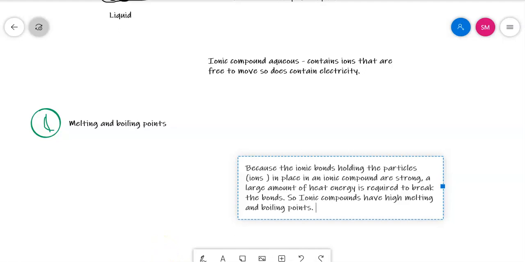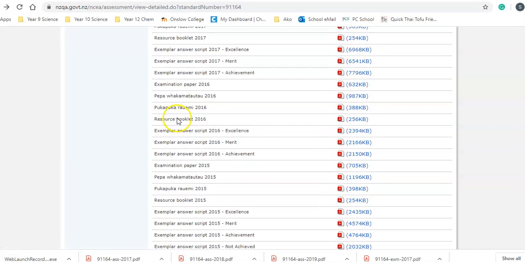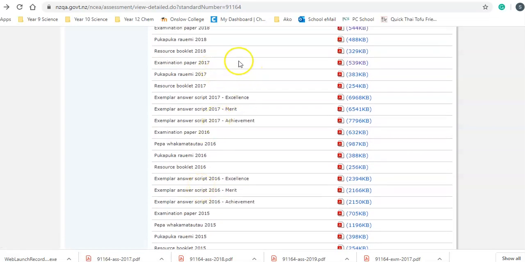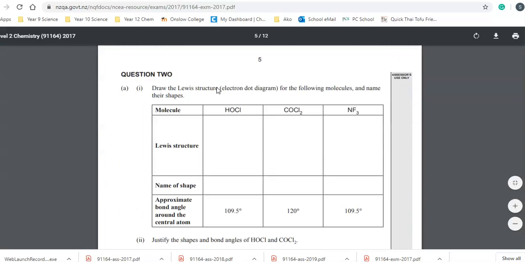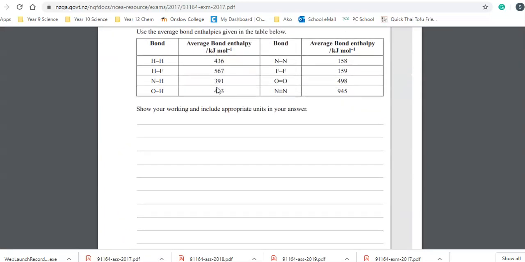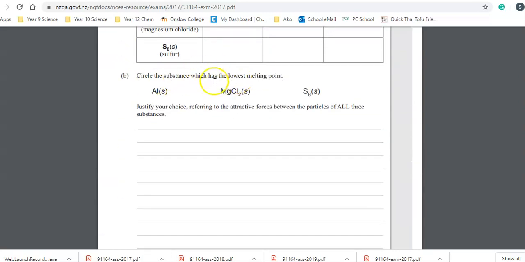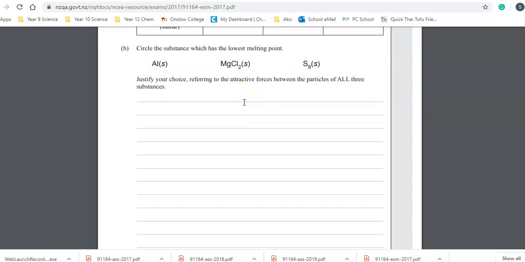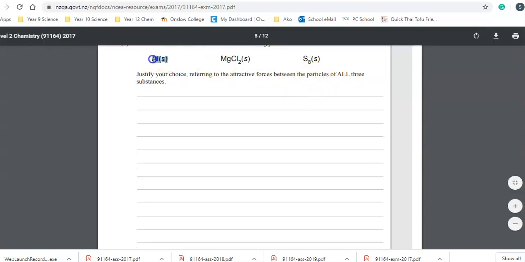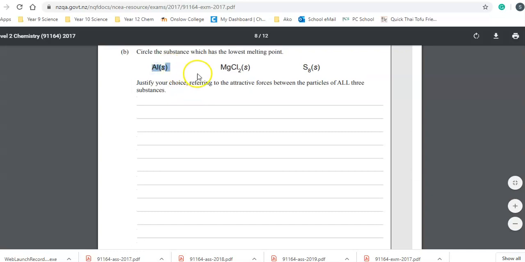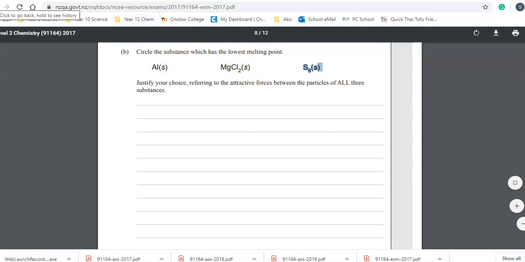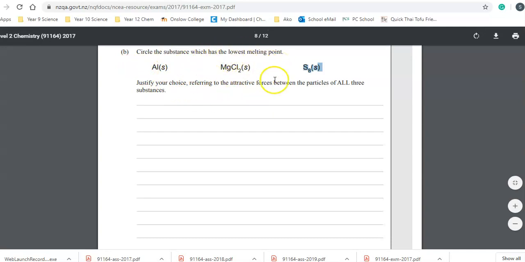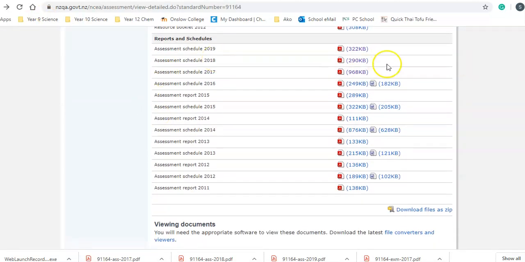Again, we'll just look at a past exam question. So we'll go to the 2017 3B examination paper. Circle the substance that has the lowest melting point, referring to the attractive forces between the particles of all three substances. So we'll work out whether aluminium, magnesium chloride, or sulfur have high melting and boiling points. But in this answer, we need to describe, in terms of the structure of each of these substances, why they have different melting and boiling points. So we'll have a look at the answer.